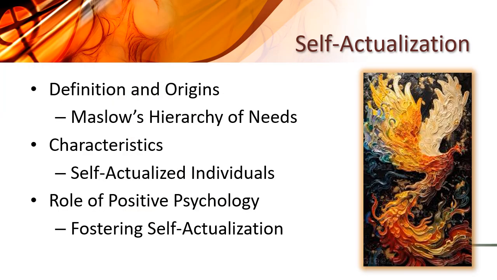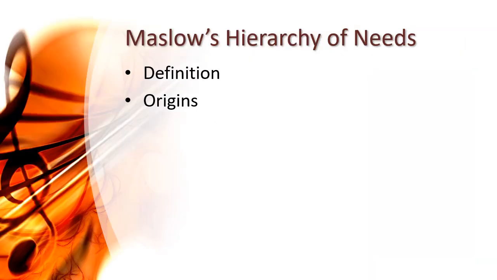Next, consider a comprehensive overview of self-actualization, covering its definition, characteristics according to Maslow's theory, and the role of positive psychology in fostering this developmental process. Next, consider the definition and origins of Maslow's hierarchy of needs. Definition: self-actualization refers to the realization of one's full potential and fulfillment of personal growth and purpose.